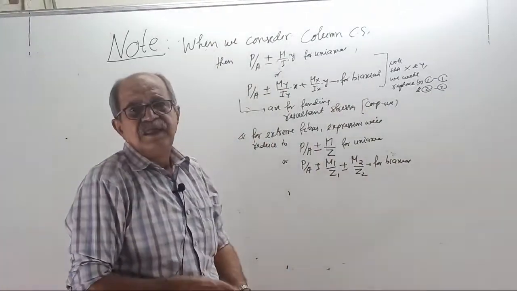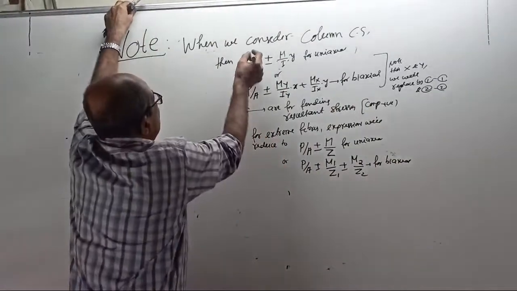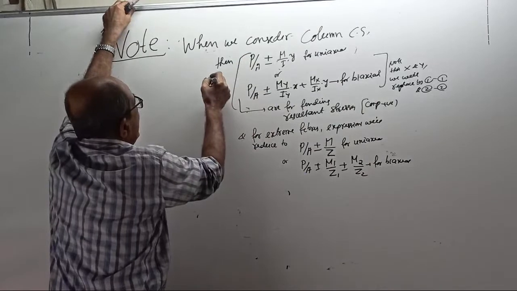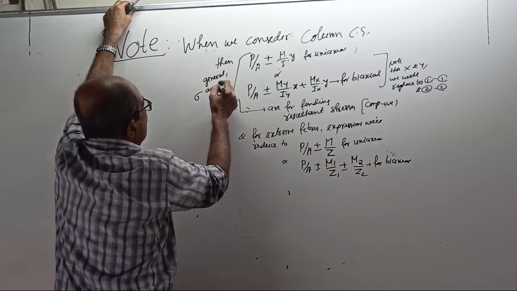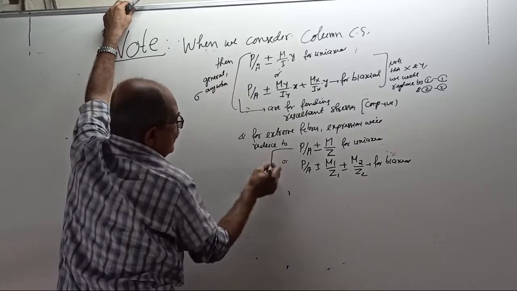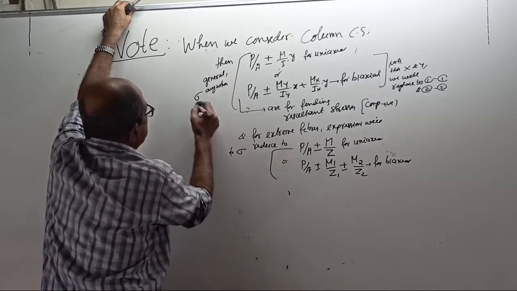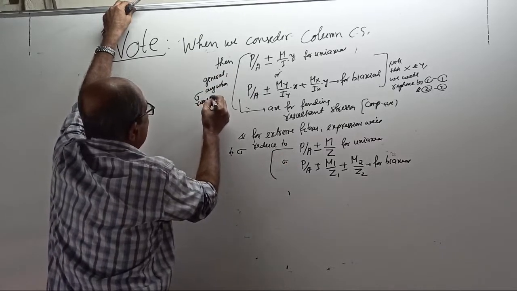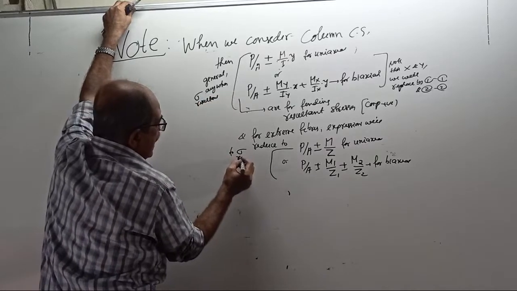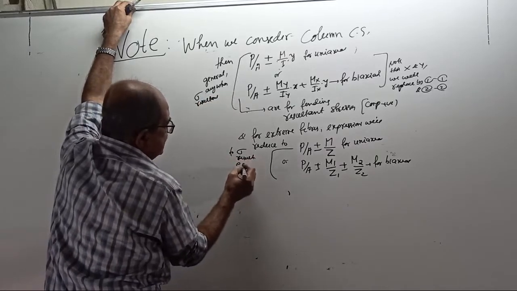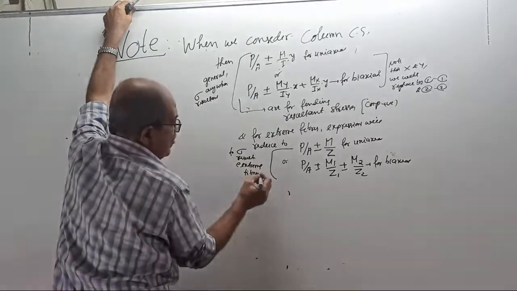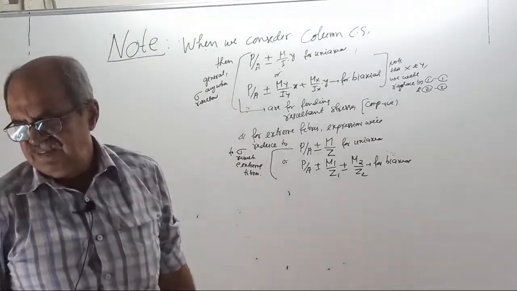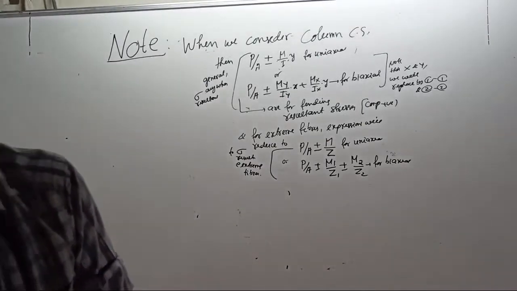Fully clear? This is general: sigma resultant anywhere. This is for sigma resultant at extreme fibers. Fully clear? This was all discussed earlier. I won't waste time now.